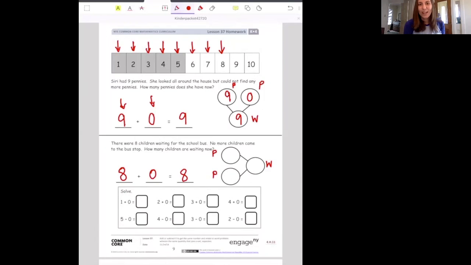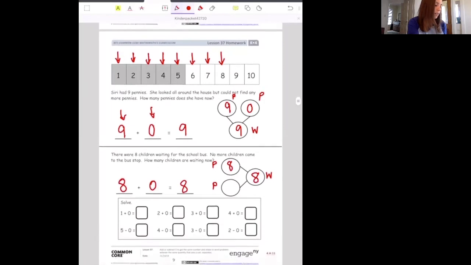Now this is just like our last one. We have an 8, a 0, and another 8. So which is the bigger number, 8 or 0? 8. So you're going to put your 8 in your whole number spot, and that leaves you with your two parts, another 8 and a 0.